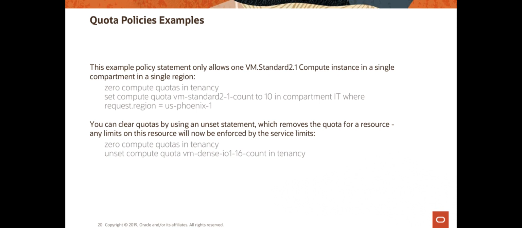The second example also zeroes out the compute quotas, and then it unsets any quotas on VM dense IO1 kind of shape. So the limits are now enforced by the default service limits.